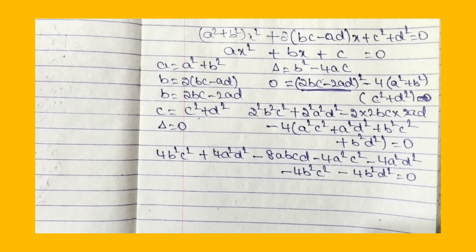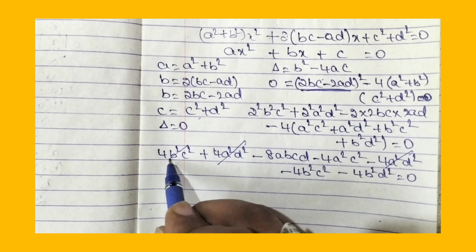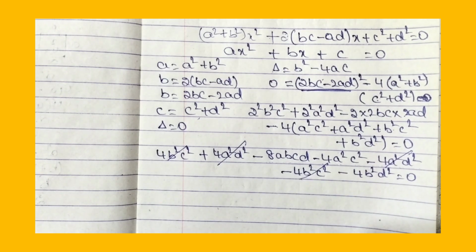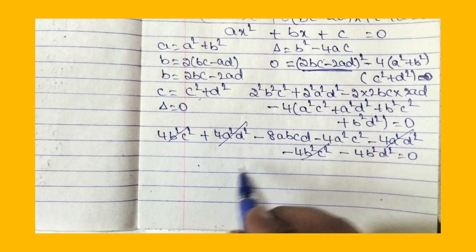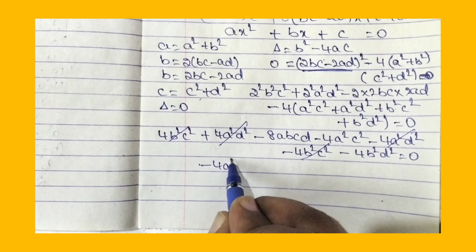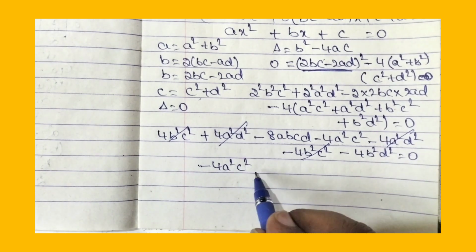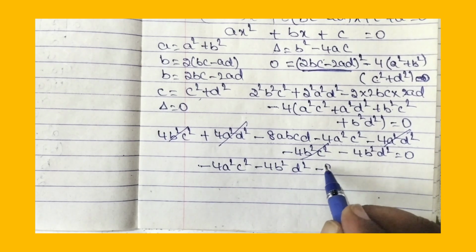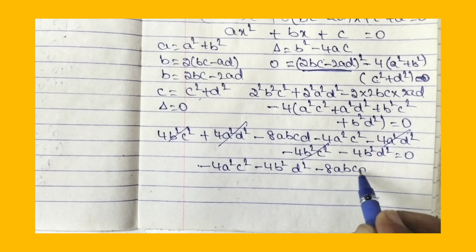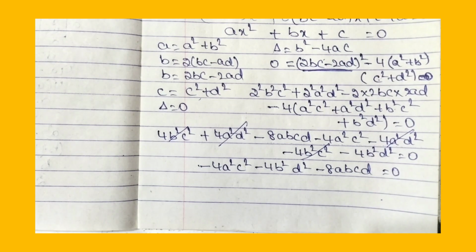Now here plus 4a square d square and minus 4a square d square get cancelled. Then plus 4b square c square and minus 4b square c square get cancelled. Then what is remaining? Minus 4a square c square, minus 4b square d square, minus 8abcd, which is equal to 0.